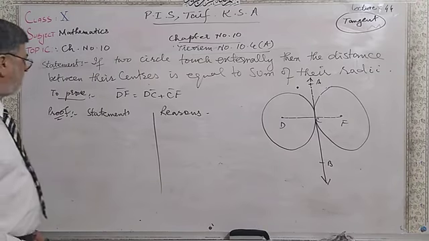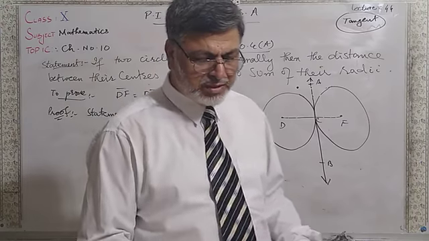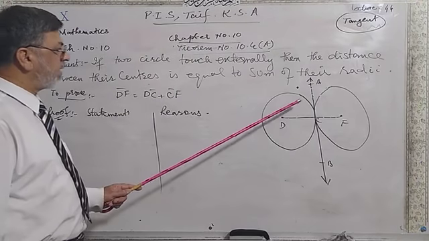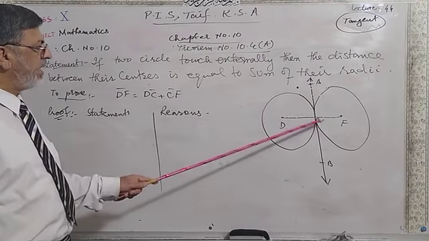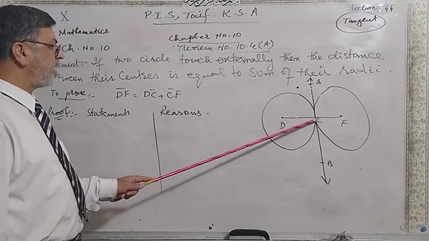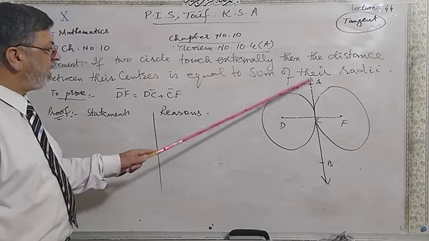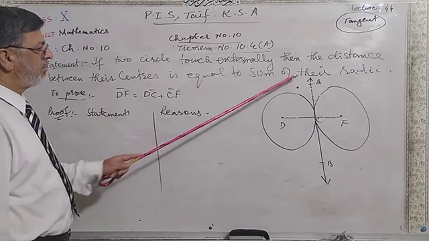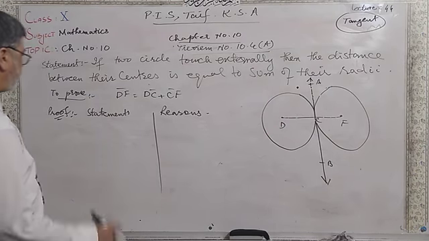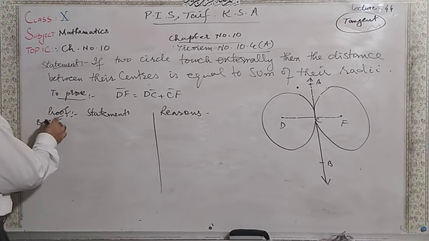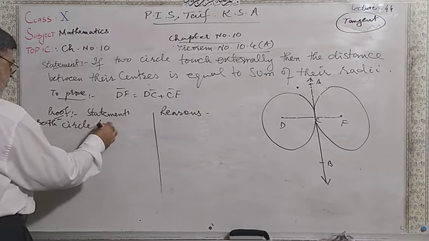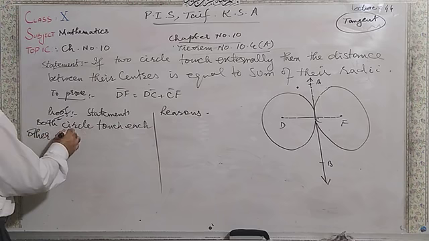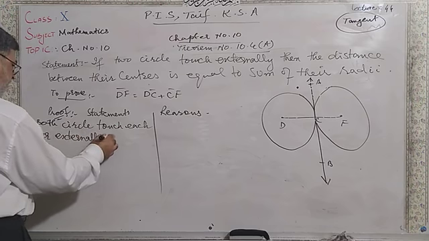What is the proof? Both circles touch externally at point C, and BC is the radius and ACB is the common tangent. Again, both circles touch each other externally at point C.